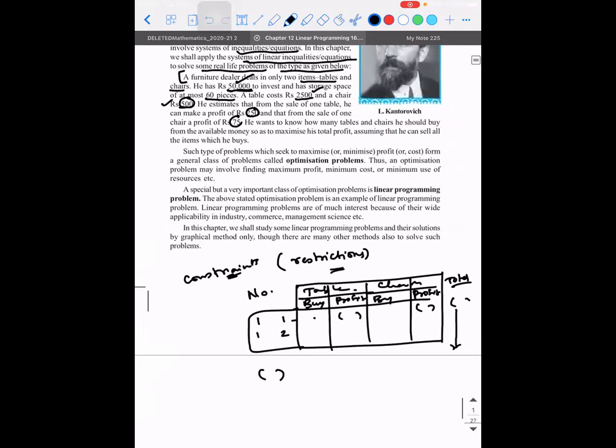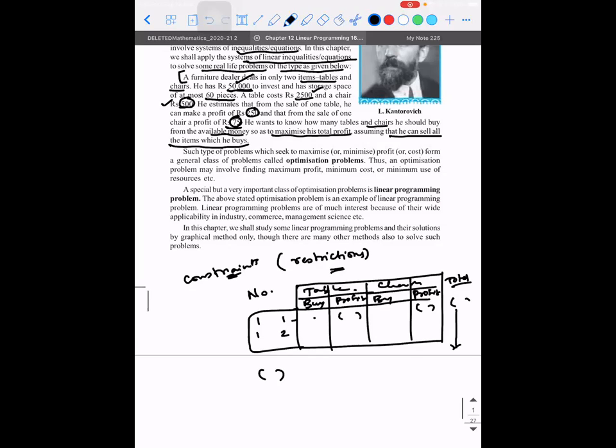Let's see what exactly it means. Okay. So these are the types of problems. So listen, he sells it at a profit of 75. He wants to know how many tables and chairs should be bought from the available money so as to maximize his total profit, assuming that he can sell all the items which he buys. This is a very important point because profit is possible only when he sells. Here we are assuming that he is able to sell. His dealing is completely closed.